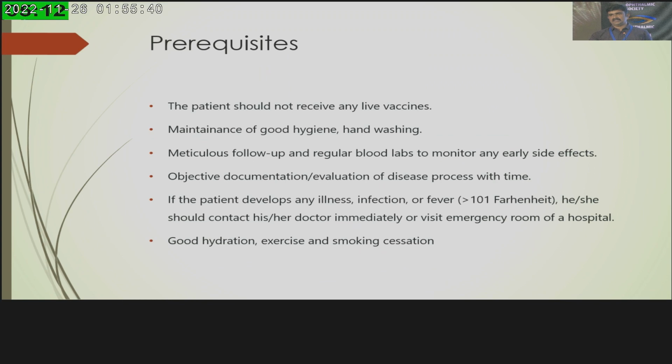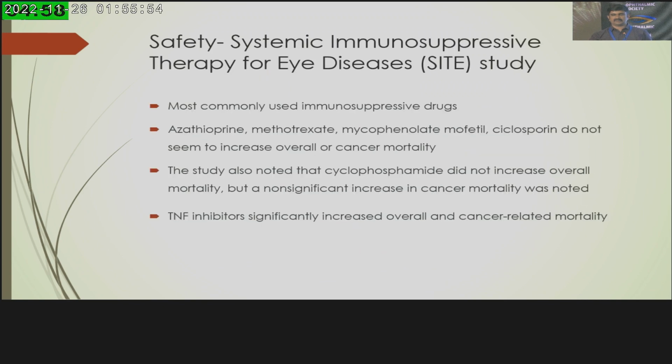Objective documentation: every visit, the AC grading of inflammation, everything has to be meticulously documented. And the patient should always be instructed, whenever you have a fever, just go immediately, seek medical help and tell them you are on immunosuppressives. Good hydration, no smoking, no alcohol. These are the requirements. So the main concern as an ophthalmologist is, are these drugs safe?